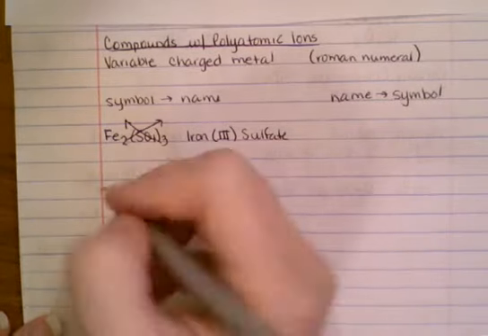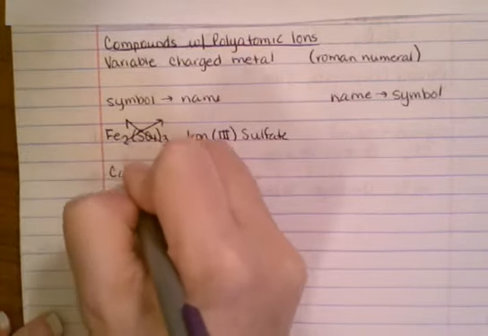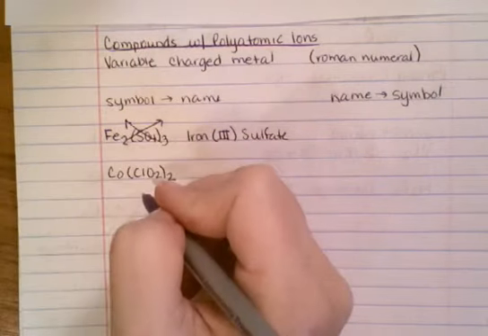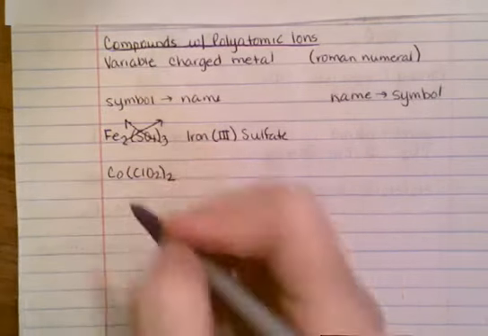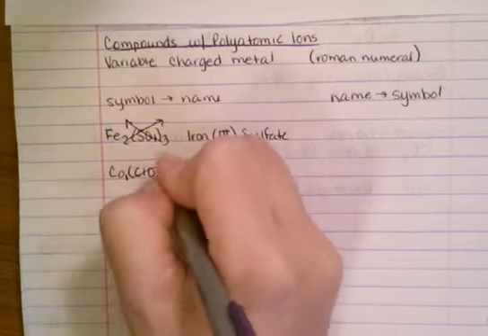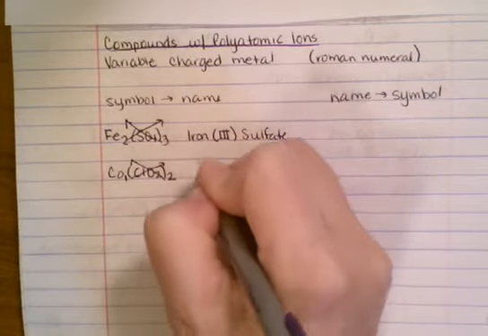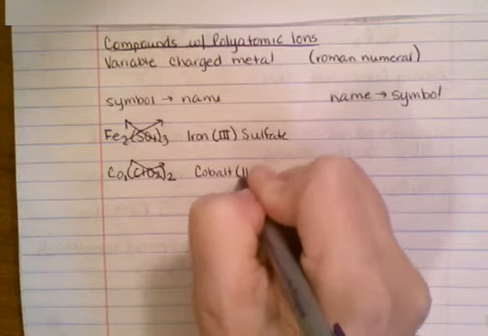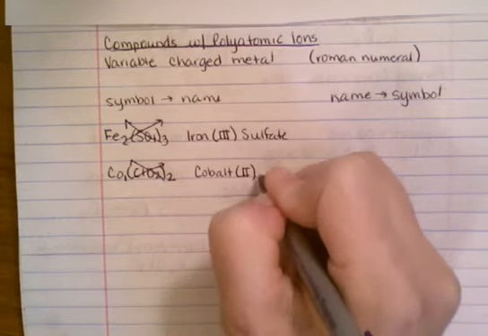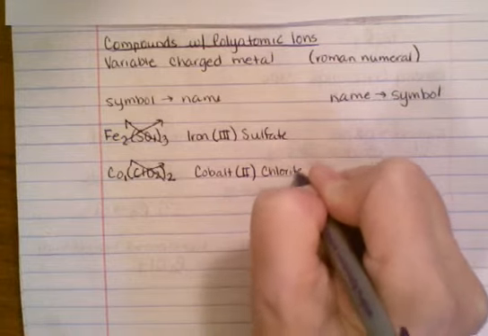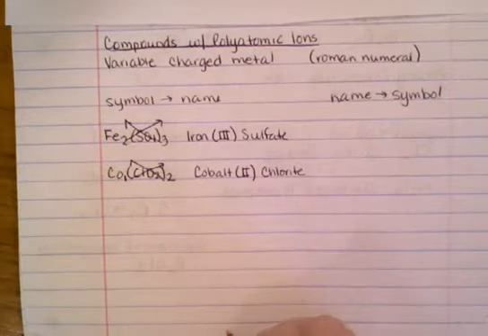What if I have Co(ClO2)2? Well, if I have the subscripts, remember this is an understood 1, so we're going to undo our subscripts. So this is going to be cobalt(II), and then ClO2 is the chlorite, and you're done.